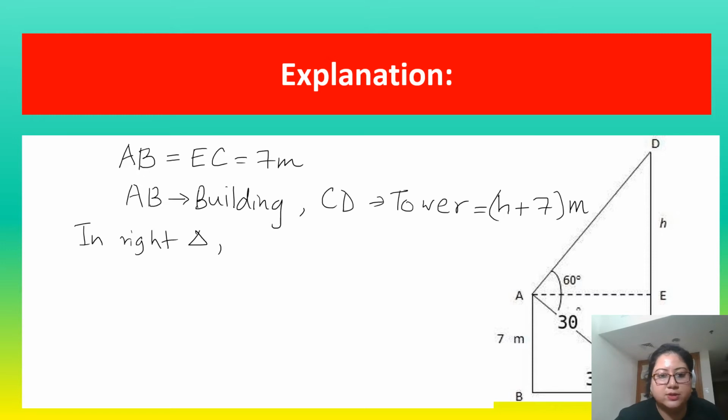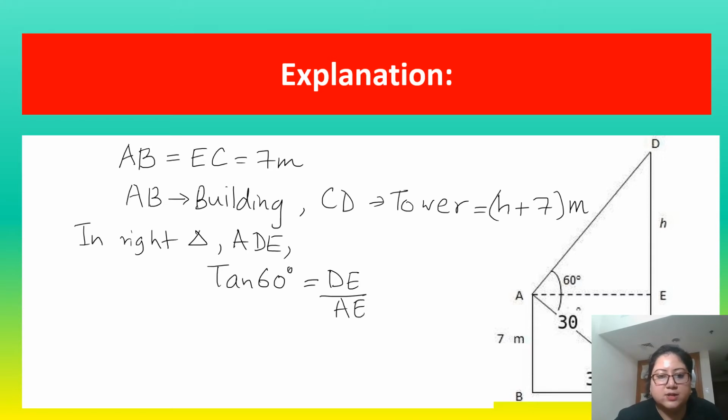So let's use the right triangle ADE. Now the angle which is given to me is 60 degrees. So can you tell me which ratio are we going to use? We need this opposite side H, and the adjacent AE is what is going to be equal to BC. So can I write tan 60 degree as DE divided by AE?